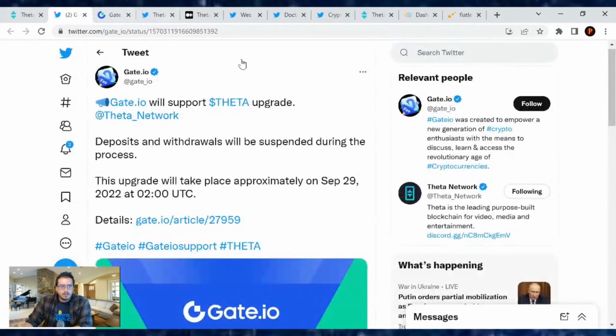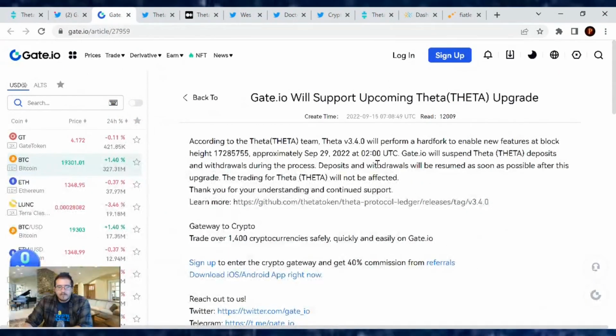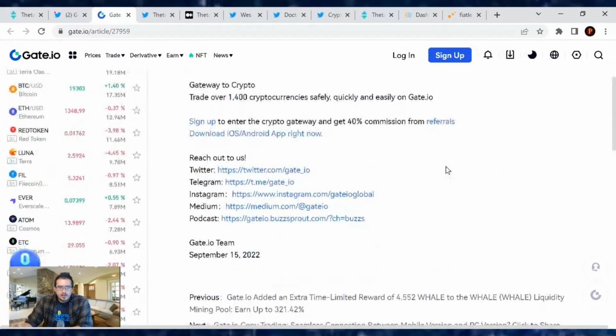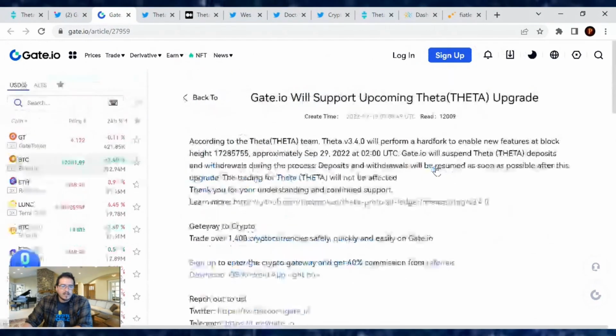First up, from gate.io, it will support the Theta upgrade, and deposits and withdrawals will be suspended during the process. This upgrade will take place approximately on September 29th, 2022 at 2 UTC time. So if you store any Theta on gate.io, just be aware of that. It's because of the v3.40 upgrade that's taking place. It's just going to be a quick pause. Once it's done, they'll give a notification when it's all ready and you can withdraw and deposit again.